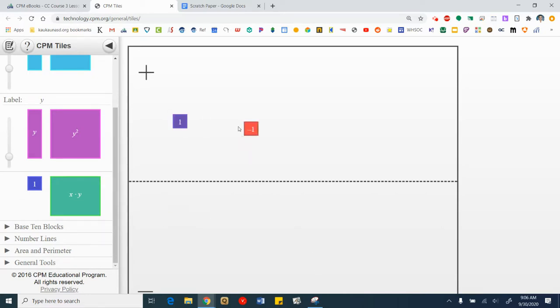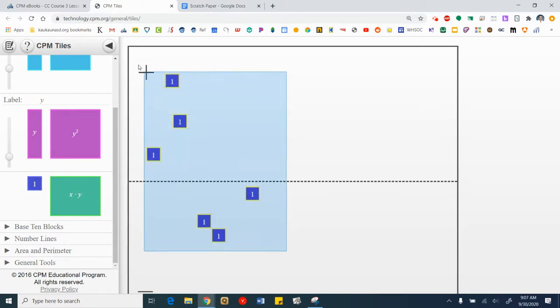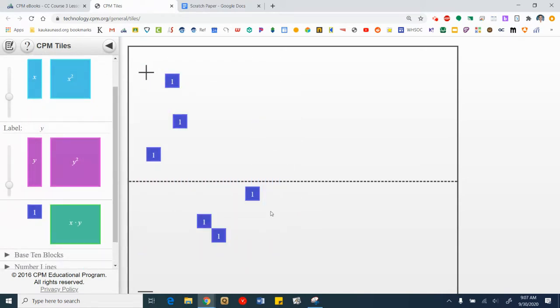I can also use different amounts. 2 minus 2 is 0. 3 minus 3 is 0. There's an infinite number of ways that we can make a 0 using tiles. We can do the same thing with the variable tiles as well. Go ahead and dump these.